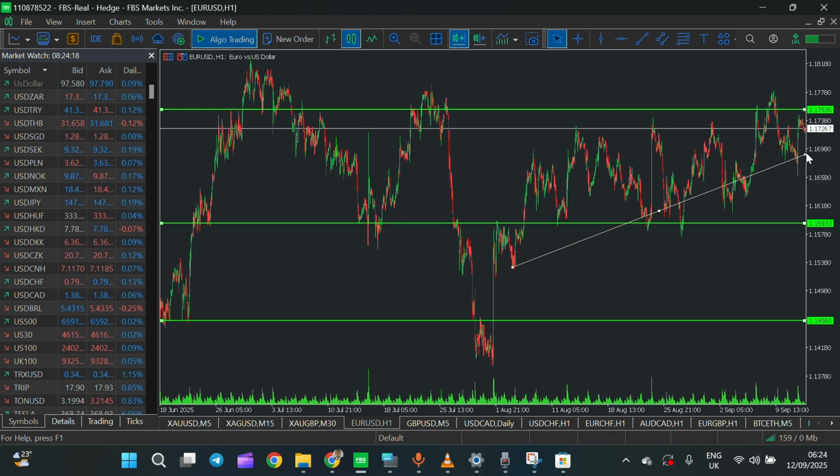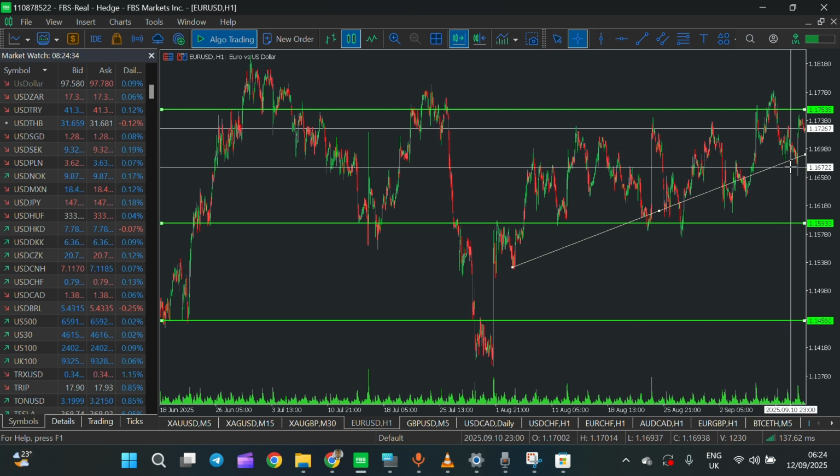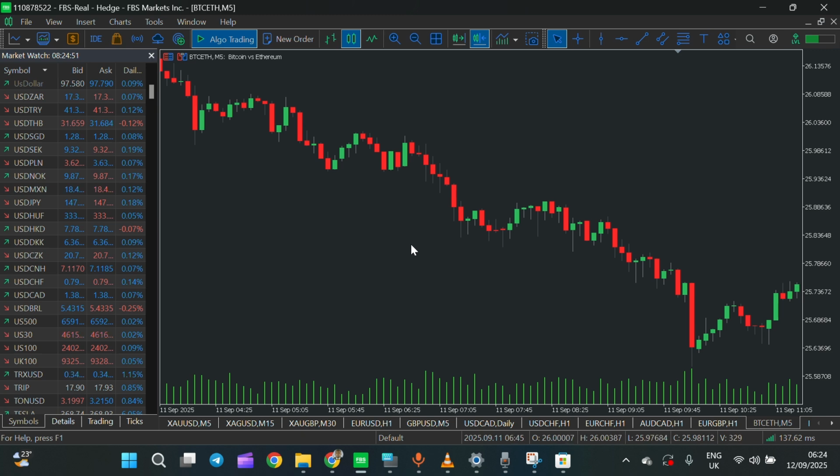But at the end of the day, when you see a rebound at 31.6722, you will just have to go long, right? Okay, let's just jump into Ethereum.